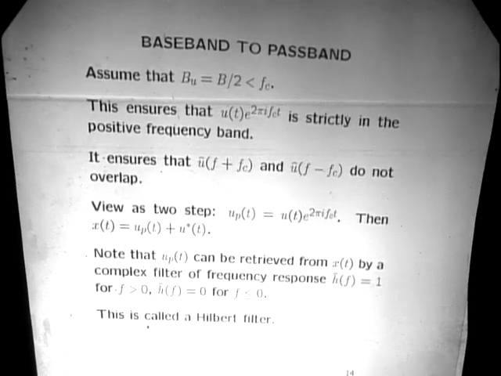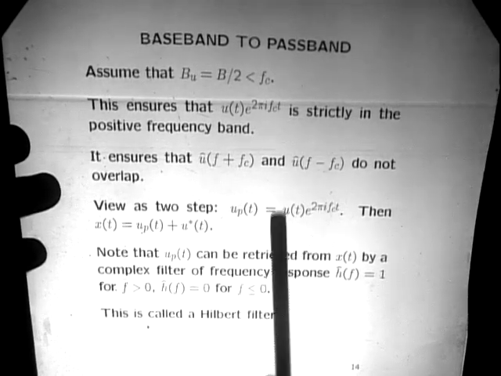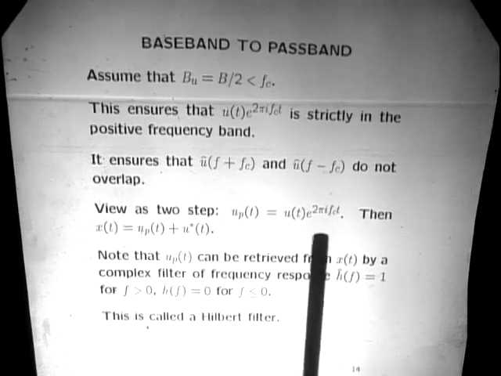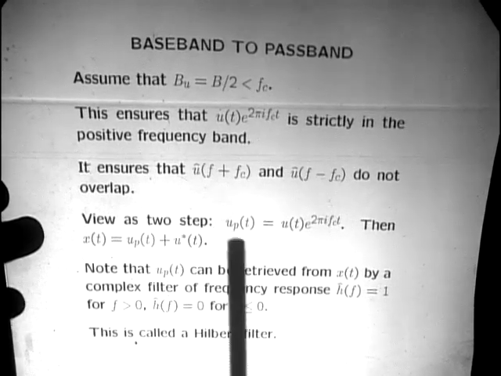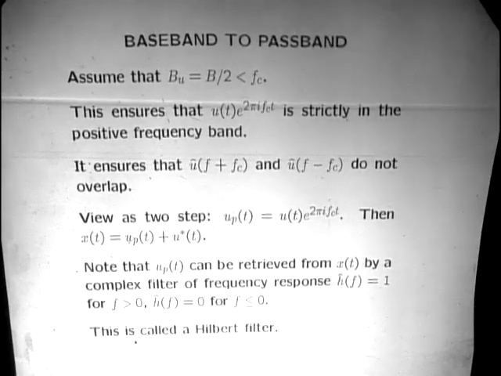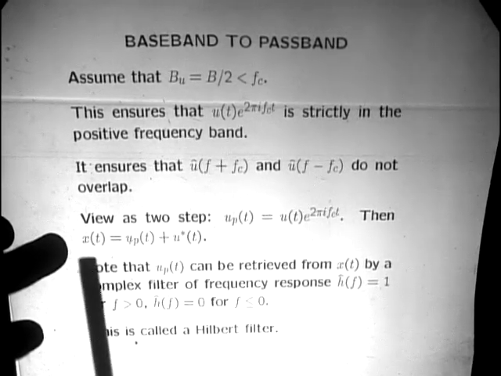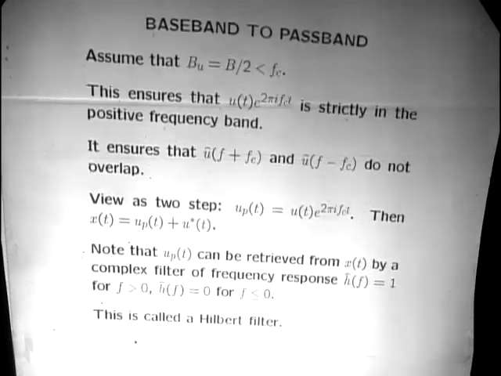And as I said before, we're going to view this as two different steps. The first step is I'm going to take this complex waveform U of t, multiply it by a complex sinusoid, which shifts me up in frequency. I'm just going to call that U passband of t. This is this passband signal that I want to think about, the thing that's up in positive frequencies. I'm going to ignore the thing at negative frequencies. And then I'm going to form the actual waveform x of t as this plus its conjugate.